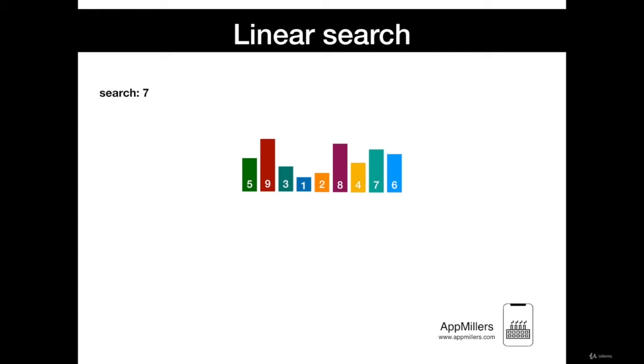First, we examine the leftmost number in the array. We compare it with 5, and if it matches, the search ends. If it does not match, we examine the next number to the right.